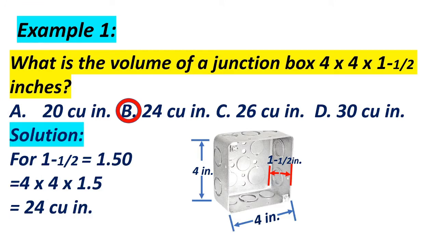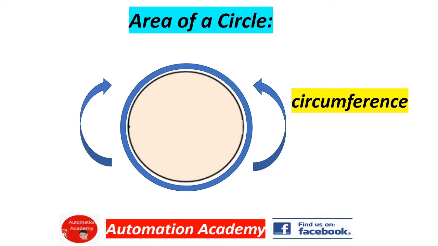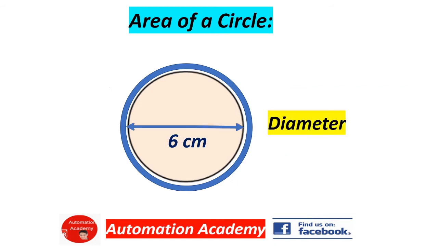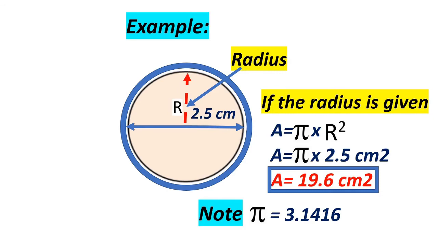Solution: 1 and 1/2 equals 1.5, so 4 by 4 by 1.5 equals 24 cubic inches. Our next topic is area of a circle. The round part of a circle is the circumference, the diameter is 6 centimeters, and this is the radius. The formula is area equals π times r squared.